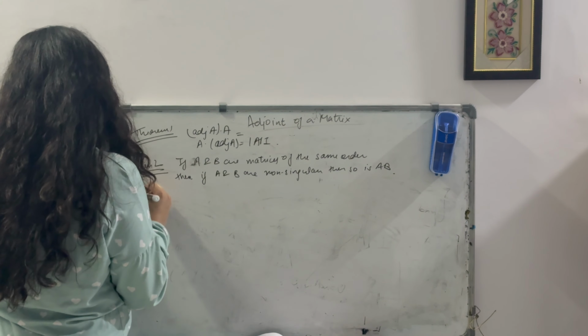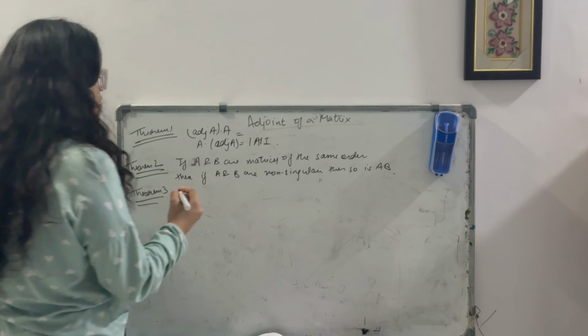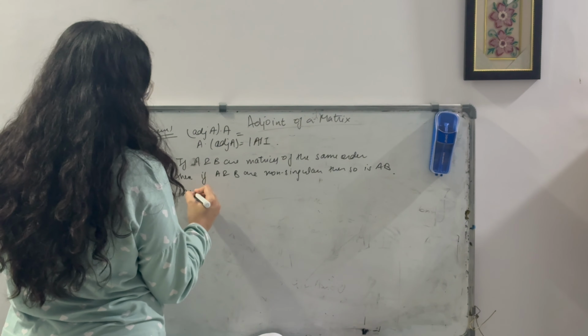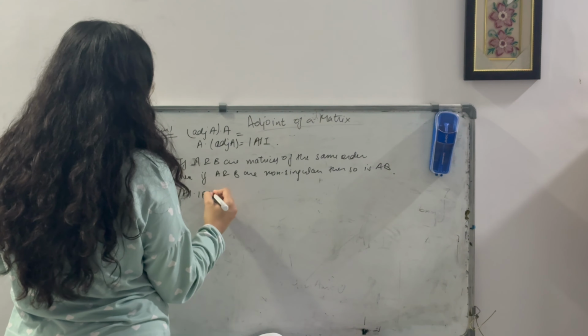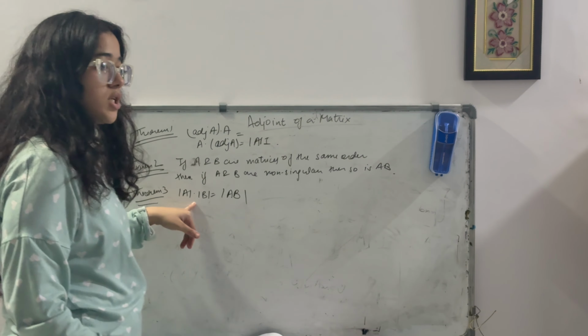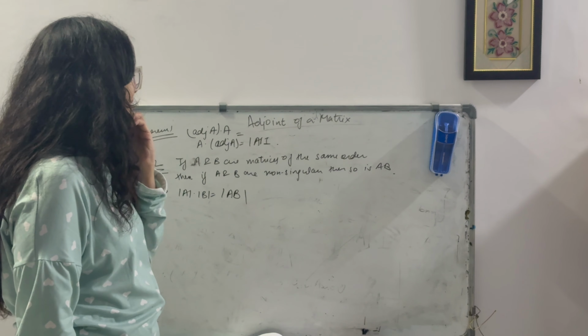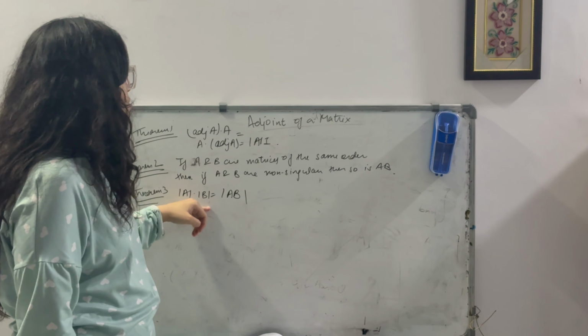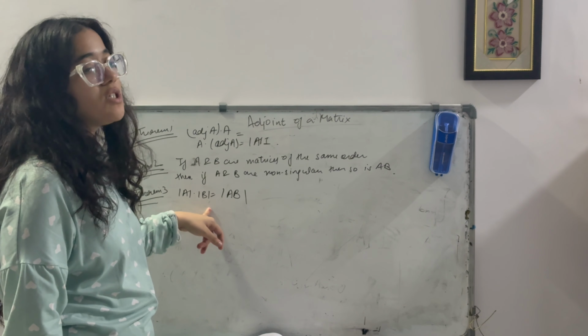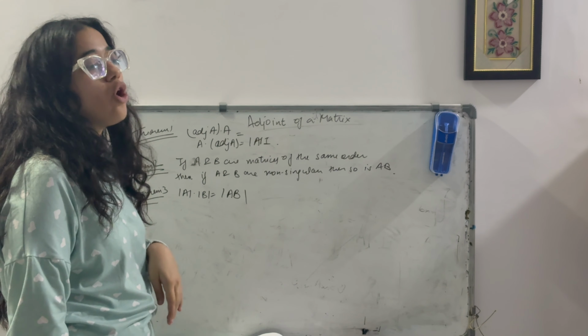This happens because of what theorem 3 says. Theorem 3 says that determinant of A into determinant of B is equal to determinant of AB. So if A is non-singular, that means determinant of A is not equal to 0. And if B is non-singular, that means determinant of B is not equal to 0. And hence determinant of AB is not equal to 0. This implies that AB is non-singular.